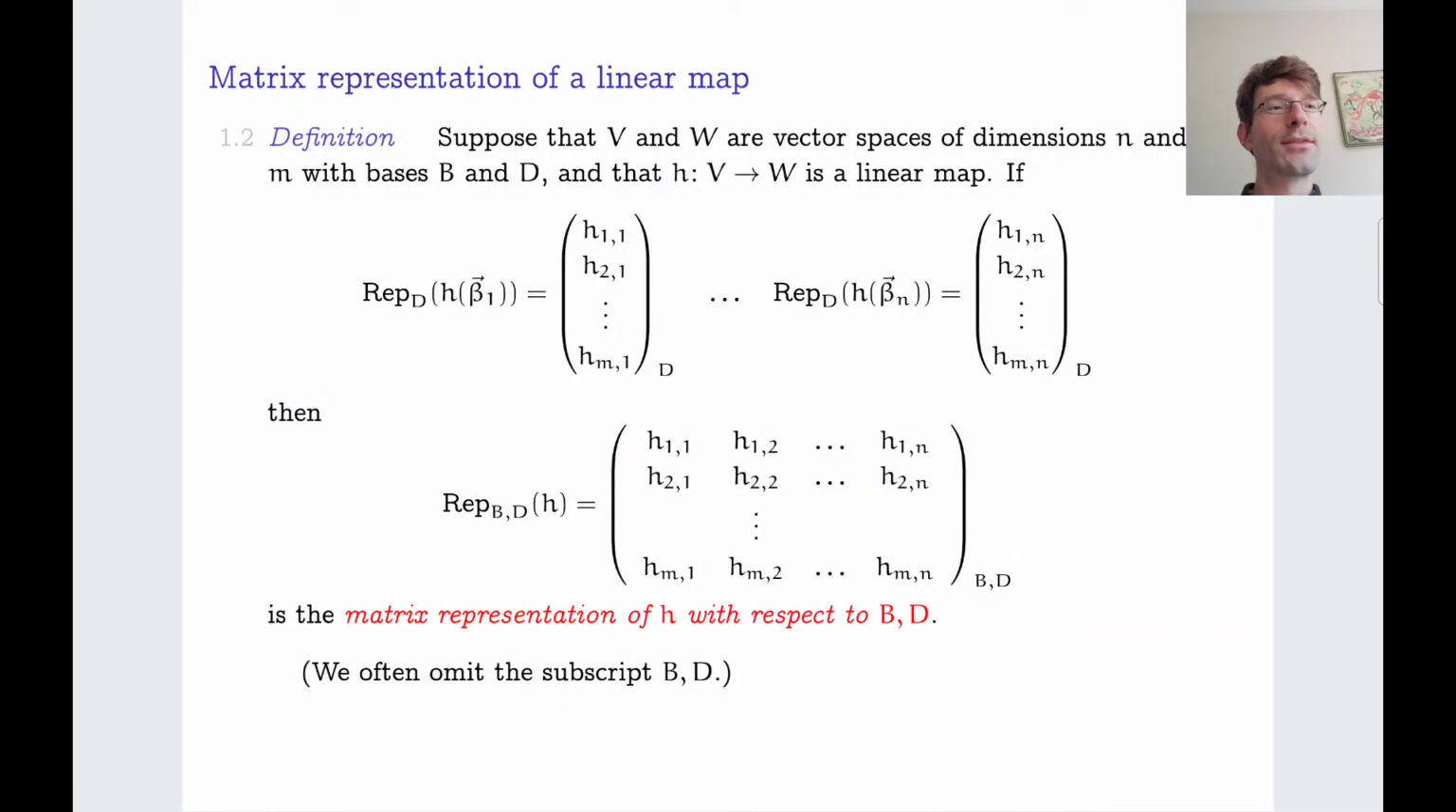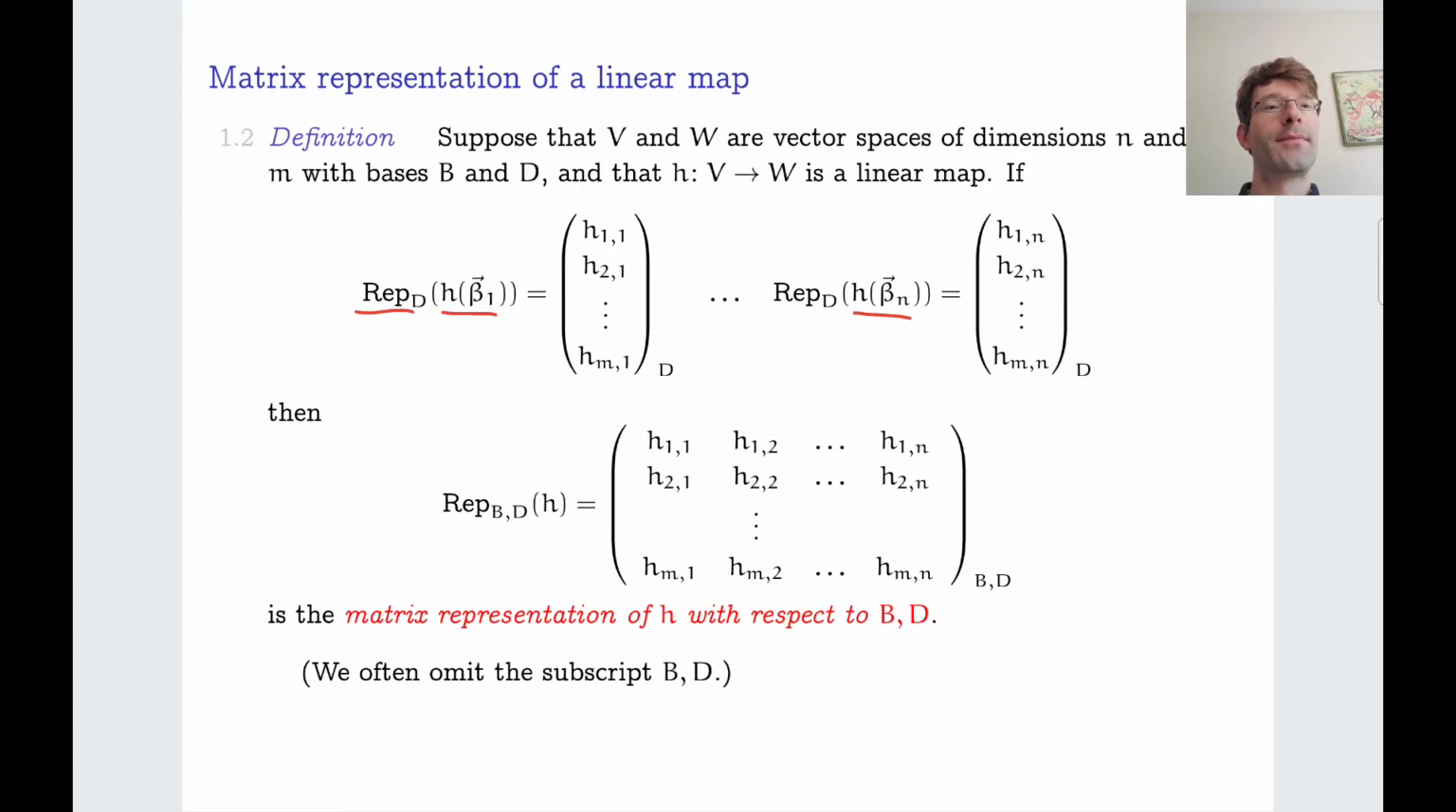Let's put this in some general form by using letters. So let's suppose that V and W are vector spaces of dimensions n and m with bases B and D respectively, and then h from V to W is a linear map. So now we take the basis vectors, the beta i, send them through H, and compute the representation of h of beta i with respect to the output basis.